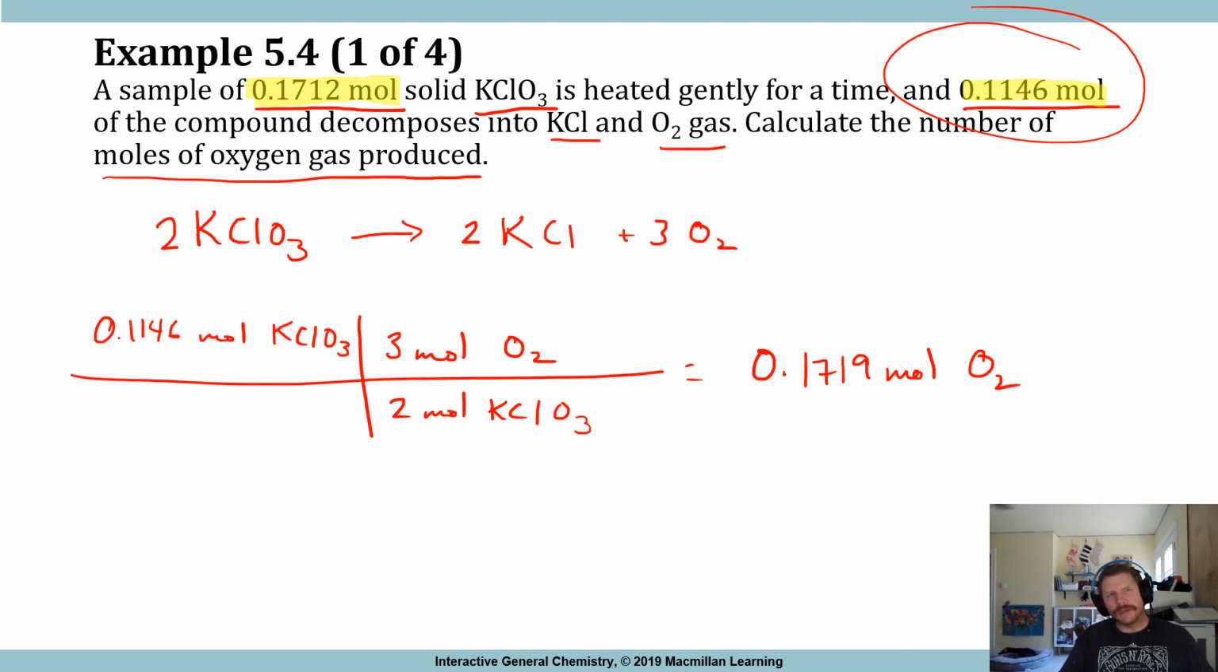And you might look at that and be like, wait a minute. More moles of a gas were produced than the moles of the solid that I used? Is that wrong? Is that right? Well, this is not a problem. The reason that it is not a problem is because let's look at our ratio. 2 moles of KClO3 are going to produce 3 moles of O2. So it's already in the ratio that a smaller number of moles of a solid produces a larger number of moles of gas.